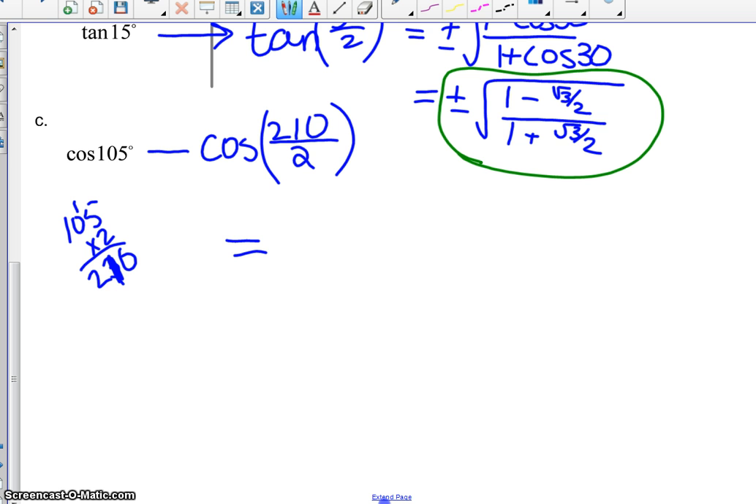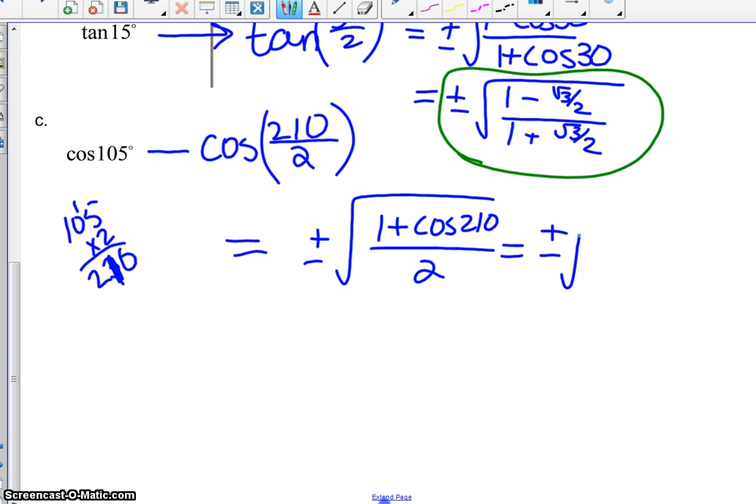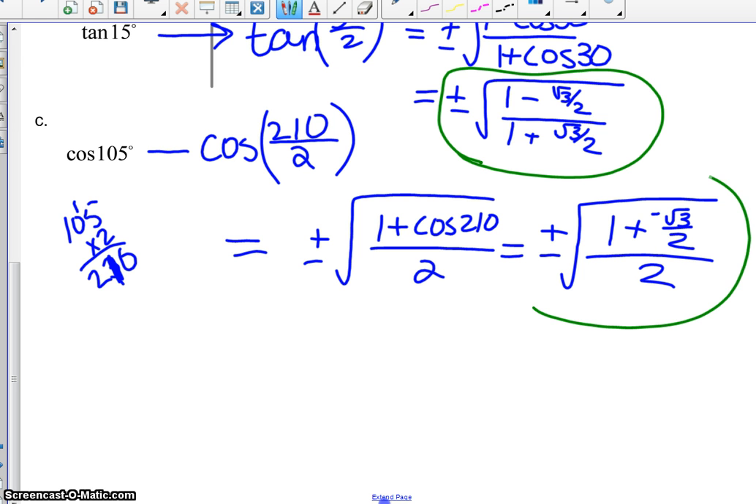The cosine formula here is plus or minus the square root of 1 plus the cosine of the reference angle that we were dealing with, in this case 210, all over 2. So our answer, we're just going to write 1 plus, we have to look up on our sheet, where 210, the cosine would be negative square root of 3 over 2, all over 2. Call it good. We're going to call it good and be done with that.